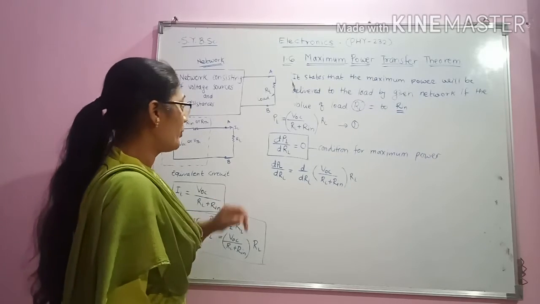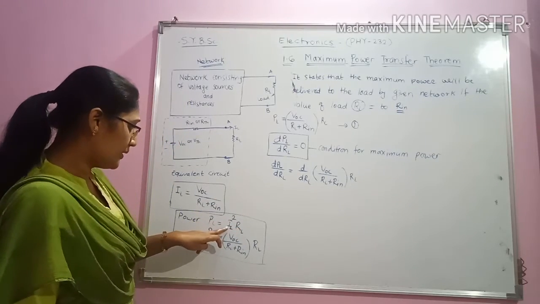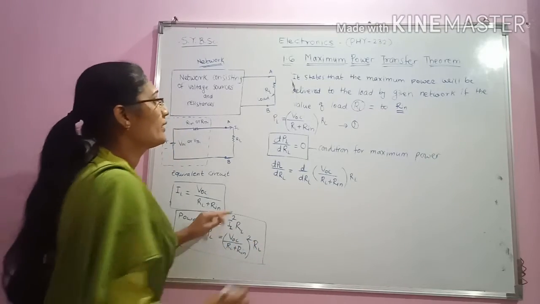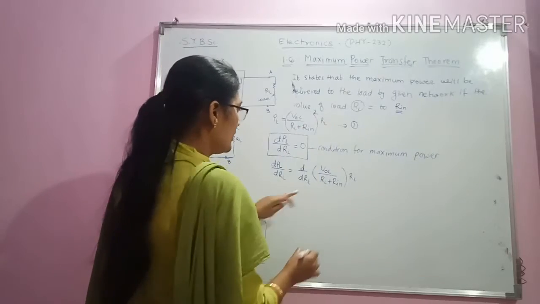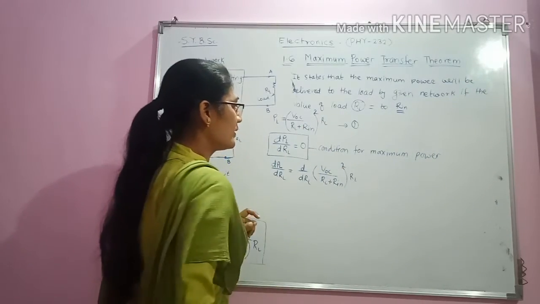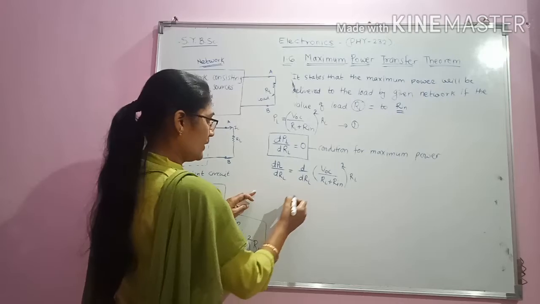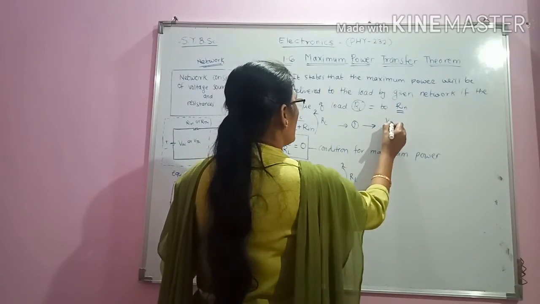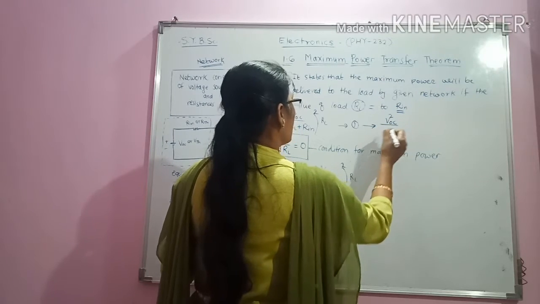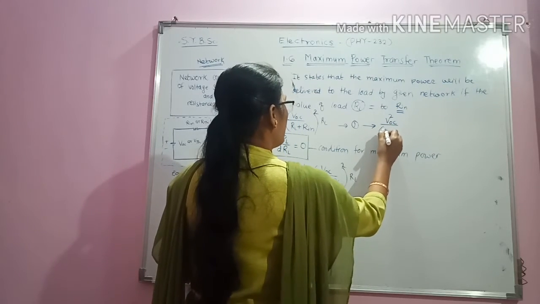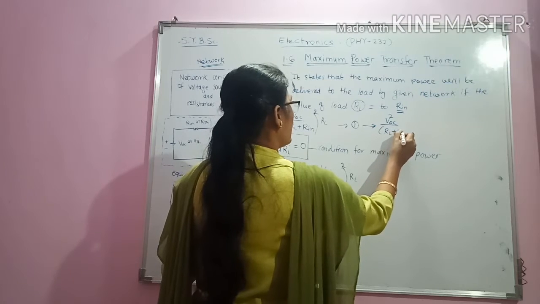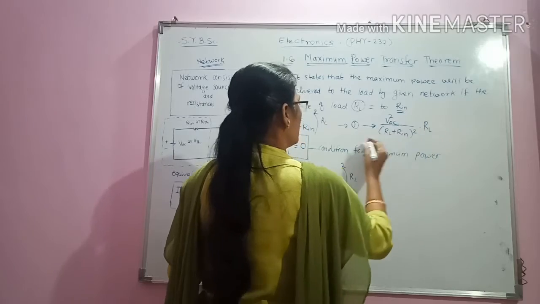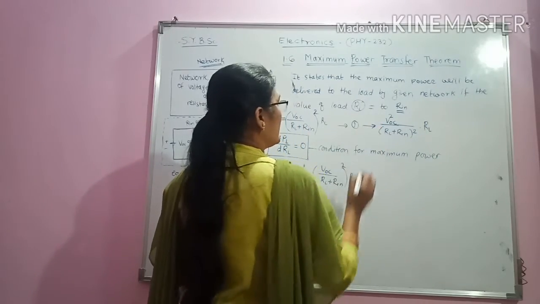We know that for power transfer the formula is I square RL. It means that a square should be there here, here also, and here also. That is, this formula becomes VOC square divided by the bracket RL plus Rin squared, into RL. This is the formula of PL.